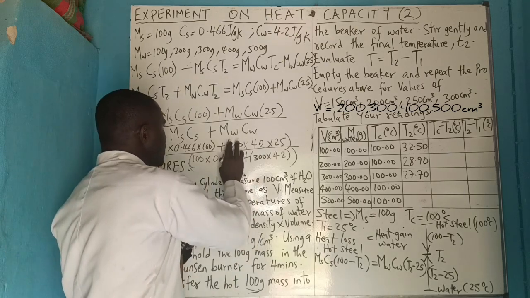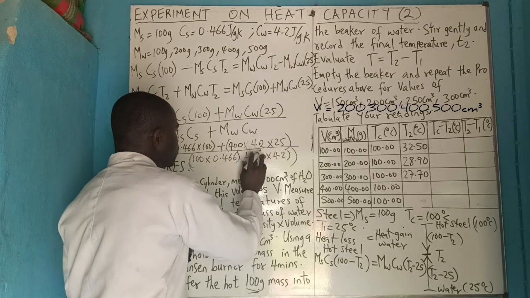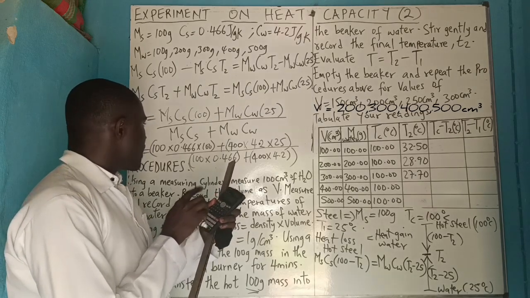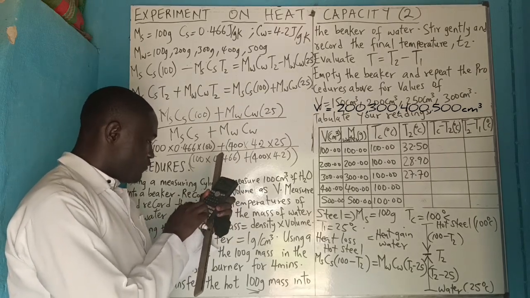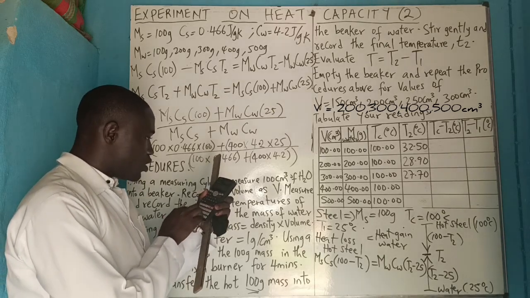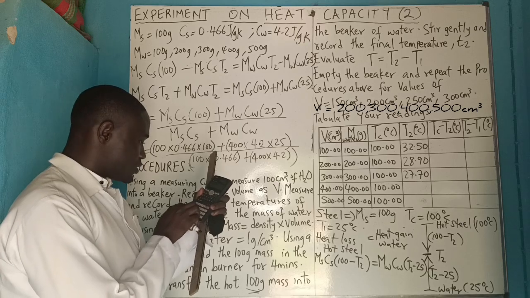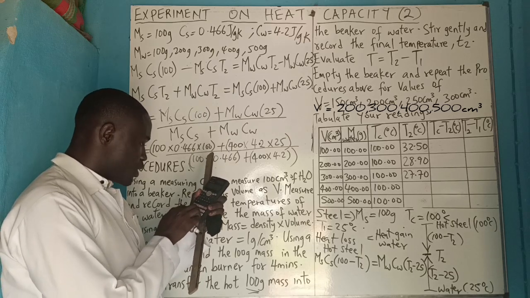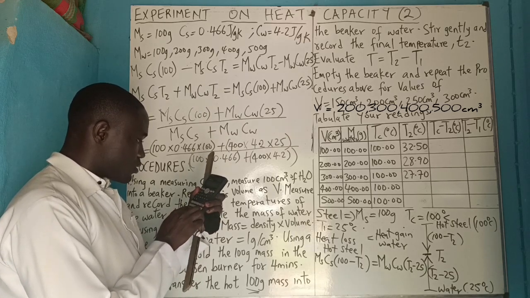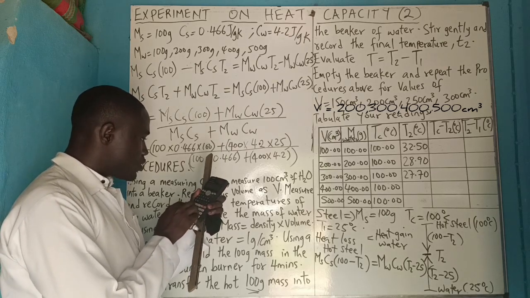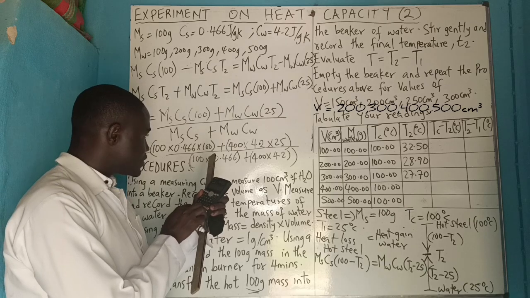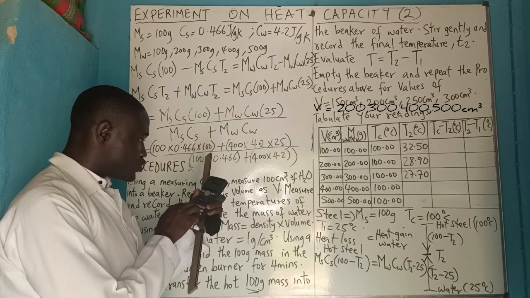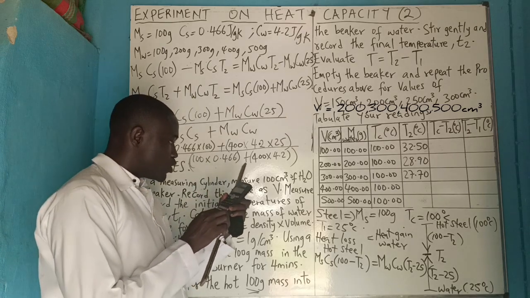Let's continue. Change here to what? 4. Change here to what? 4. We go again. (100 times 0.466 times 100 plus (400 times 4.2 times 25, divided by (100 times 0.466 plus 400 times 4.2. That gives 27.0.